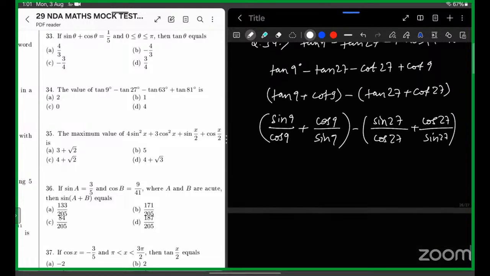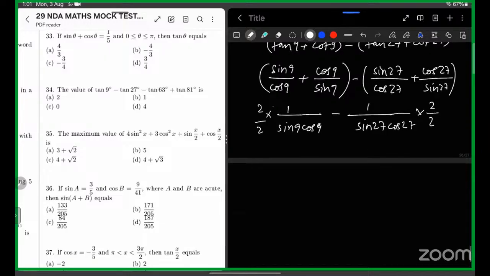Do the cross multiplication, what will you be getting? It will become 1 in the numerator. Here we will be getting sin 9 into cos 9. Do the multiplication 2 by 2. Again, here will be 1 by sin 27 into cos 27. Again, do 2 by 2 here. So we are going to get 2 by sin 18 minus 2 by sin 54.